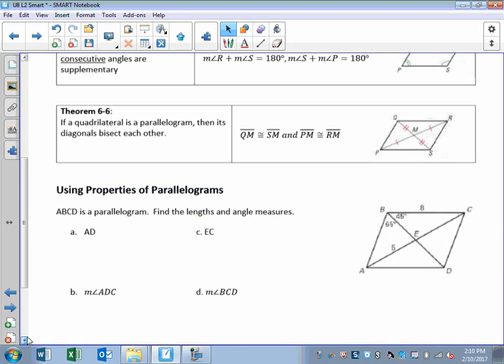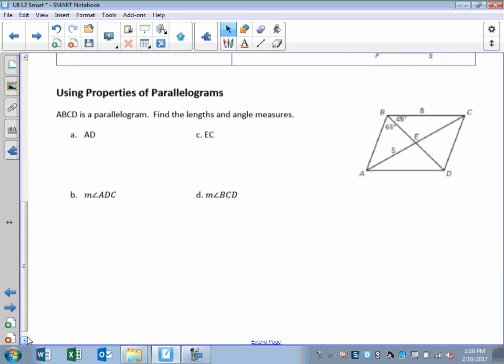Make sure you look over the theorems or else this part is not going to make sense when I start explaining. Okay. It tells us ABCD is a parallelogram, find the lengths and angle measures. So for A, it says find AD.